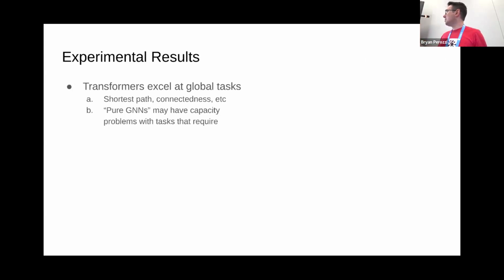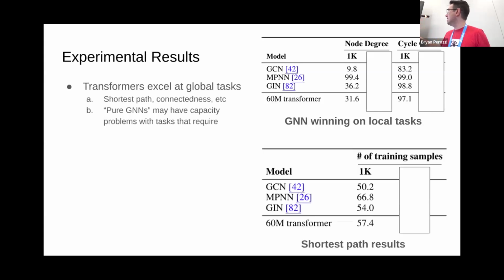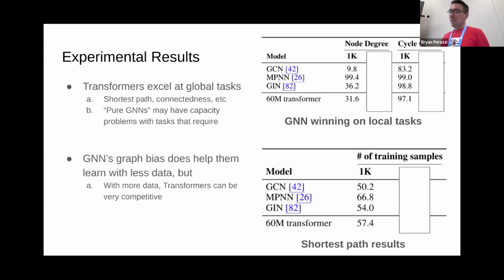So obviously transformers excel at global tasks. They can learn the connection between any pair of nodes. And so on tasks like shortest path and connectivity, we see the transformers doing well. And then we see that pure GNNs have capacity on local tasks. So when we take those tasks from before and we train them on 1,000 samples, we can see that the GNNs are doing well. So the MPNN model is perfectly solving node degree, perfectly solving cycle check, basically. On global tasks, we see that there's less of a gap with 1,000 examples. So the bias of the MPNN is still making it better on shortest path. But with more data, transformers can become competitive.